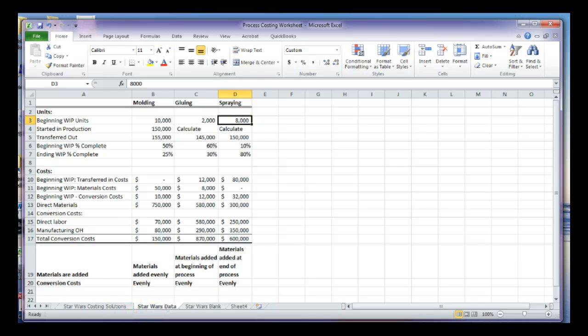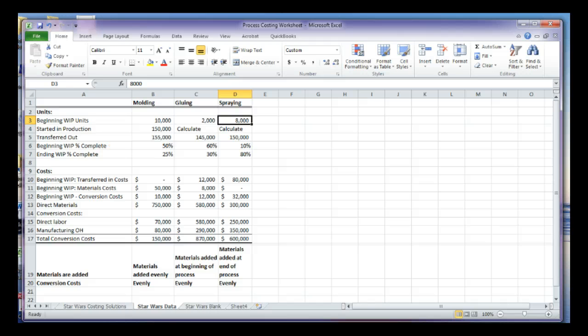That's fair. Some areas, they'll be added in the beginning, some they'll be added in the end. Your materials for gluing are going to be added at the beginning of the process. And for spraying, they're going to be added at the very end of the process. So that's going to change how we account for some of these costs in each process. Let's take molding. We have 10,000 units in our beginning work in process. Now that's stuff that we started working on, but we didn't finish. And then during the month, we started another 150,000 units. And we finished and transferred over to gluing 155,000 units. This is saying that the stuff that was in beginning work in process is 50% complete, and that the stuff in ending work in process is 25% complete.